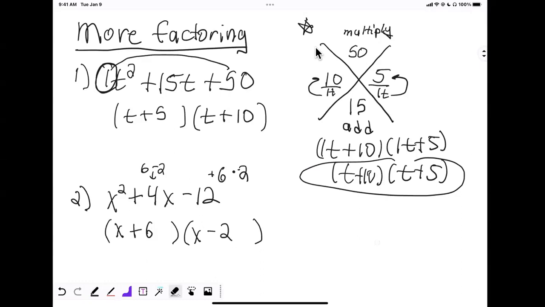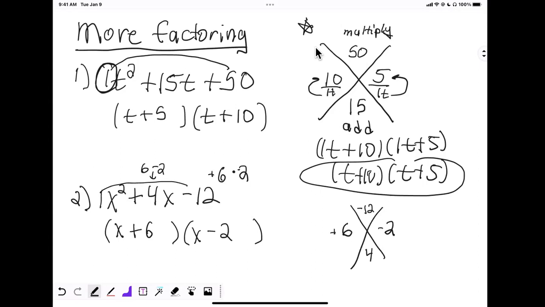Now, if you're doing the AC method, you would multiply the ones here, right? 1 times -12. They have to multiply to be -12. They have to add up to be 4. What 2 numbers would they be? Well, they'd be 6 and 2. And I'd have to have a positive 6 and a negative 2.